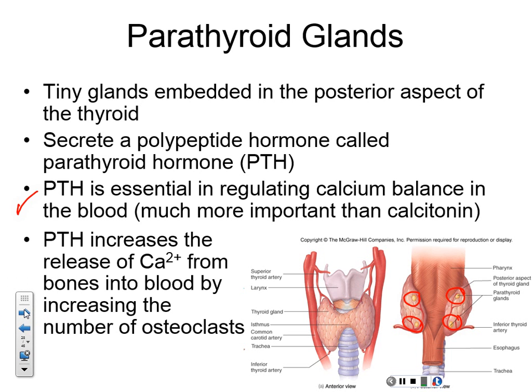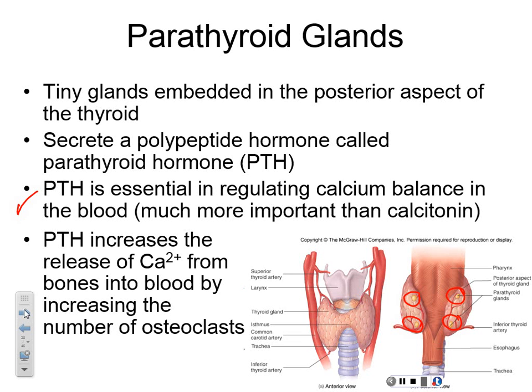PTH will increase osteoclast activity so that it will break down calcium from bone. If you're not taking enough exogenous calcium, your body will do that and break down the calcium from the bone. But it won't do a lot of that, because your bones will end up getting weak if each time you need calcium, you harvest it from the bones. So what else does PTH do?